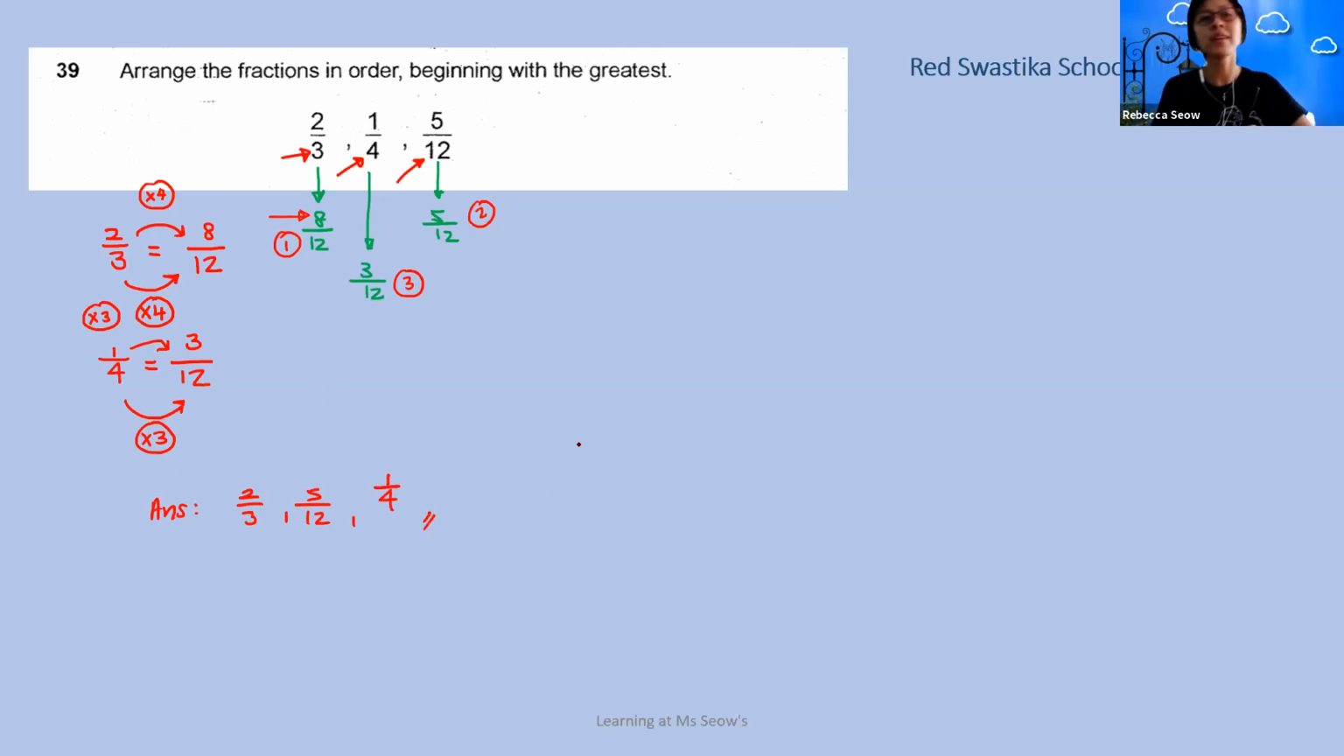If you were to write your answer as 8/12, 5/12, and 3/12, I'm afraid you will not get the marks. Yes, you got the idea, you got the concept, but the marks will not be given to you because you did not arrange the fractions given to you in order. You arranged your own equivalent fractions. So just take note of this.